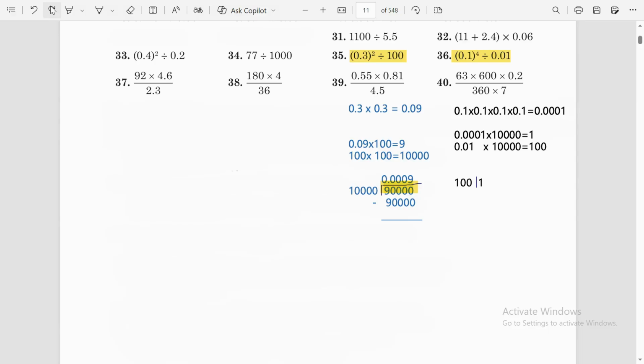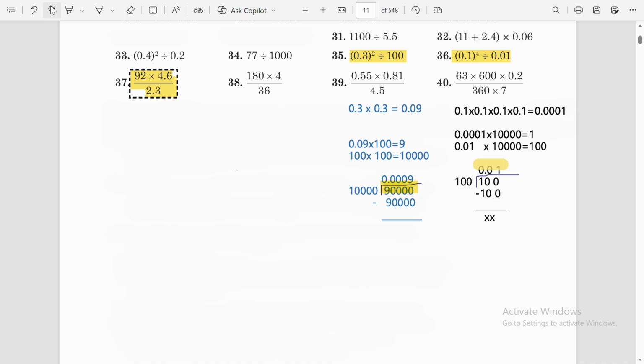And you can see now it's, after multiplying by 10,000, it's a 1 divided by 100. So we'll put a 0 at the top and we'll put a decimal to add 1 0. We can't divide 10 by 100, so we'll then put a 0 and then add another 0 with 10 to make it 100, and then 100 ones are 100. Question number 37 we have to do now. 92 multiplied by 4.6 divided by 2.3.